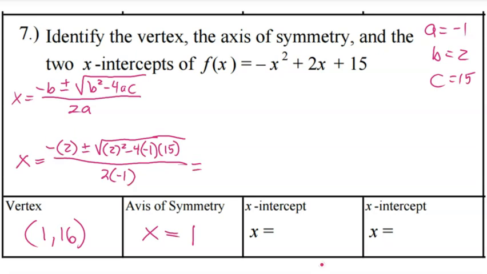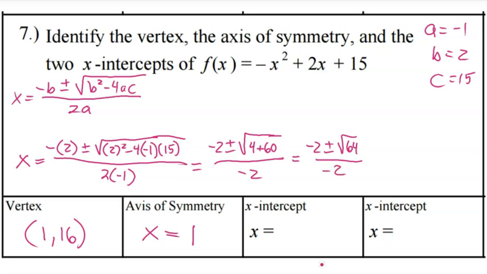We have negative 2, so negative 2 plus or minus the square root. 2 squared is 4. Negative 4 times negative 1 is 4. And 4 times 15 is 60. So this is going to be plus 60 all over 2 times negative 1 is negative 2. 4 plus 60 is 64. So we have negative 2 plus or minus the square root of 64 over negative 2.